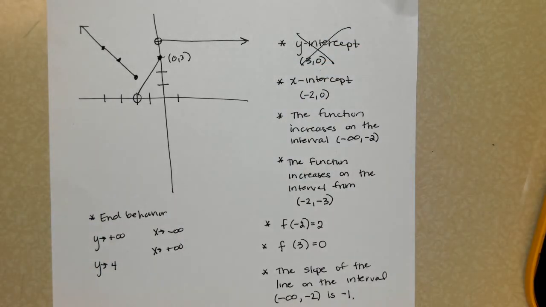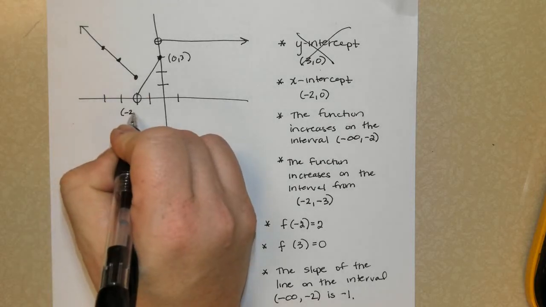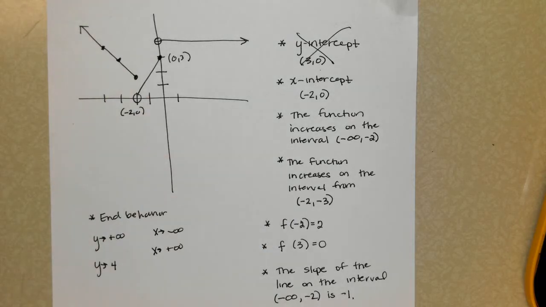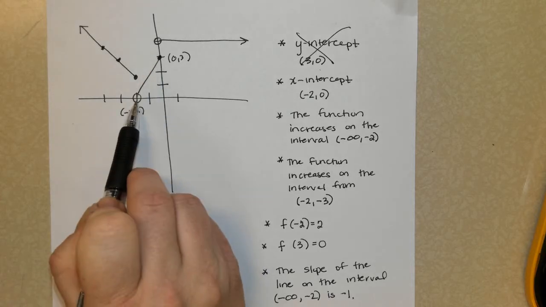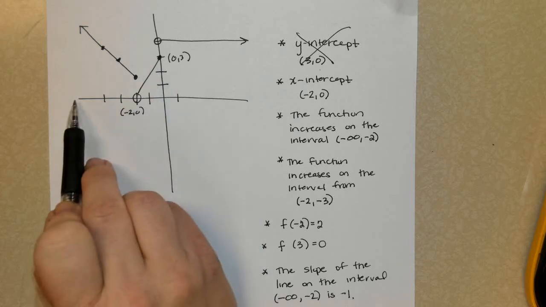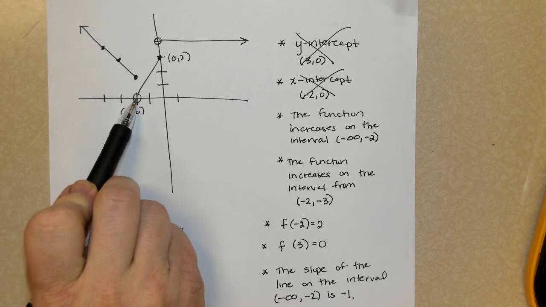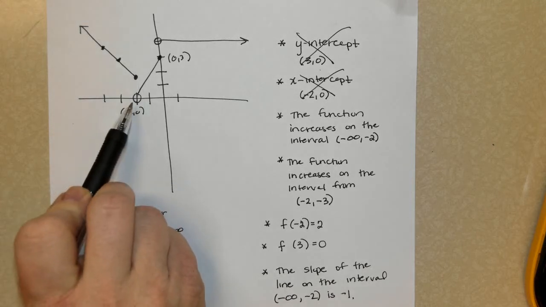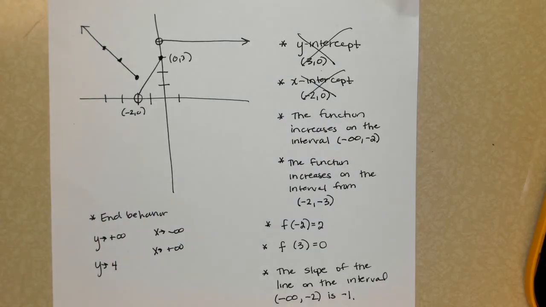The x-intercept is negative 2, 0. But here's the tricky part. It has an open circle, which means it doesn't actually occur at that point. So there is, for this problem, no x-intercept. If this would have been shaded, and this would have been open still to make it a function, then it would have been negative 2, 0.